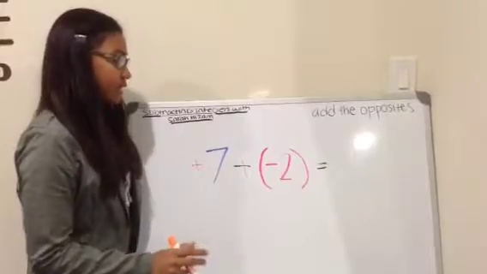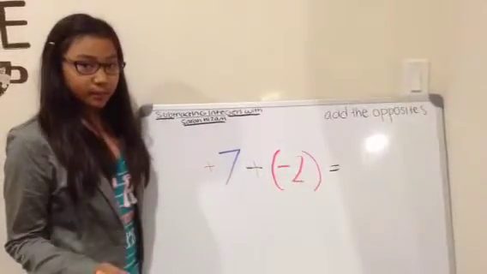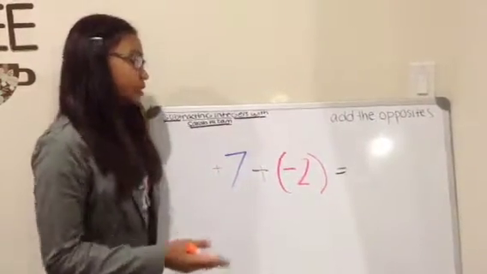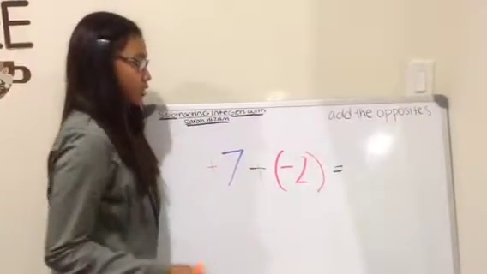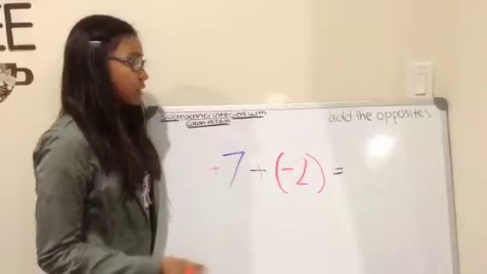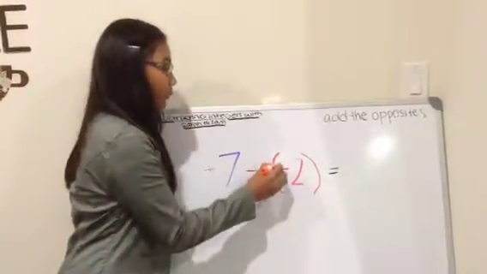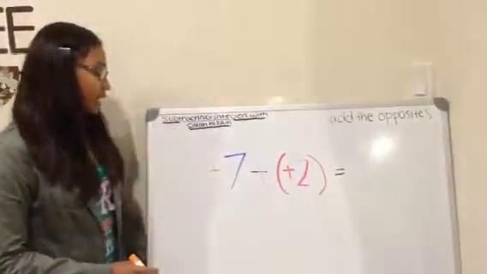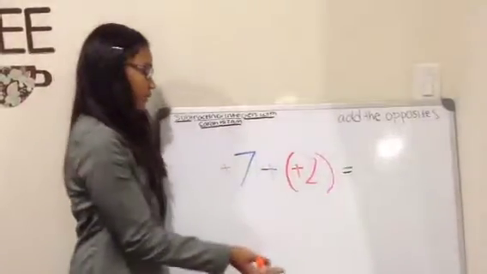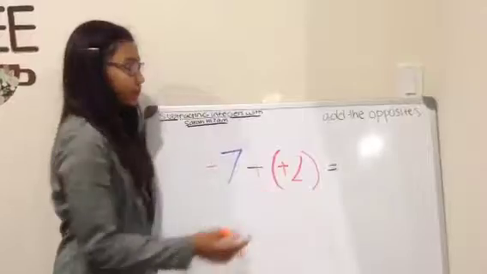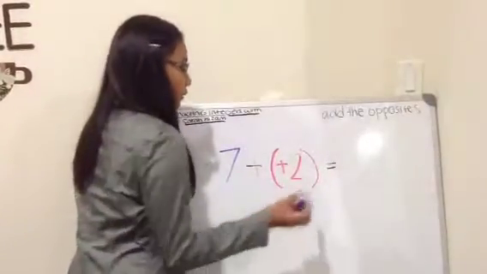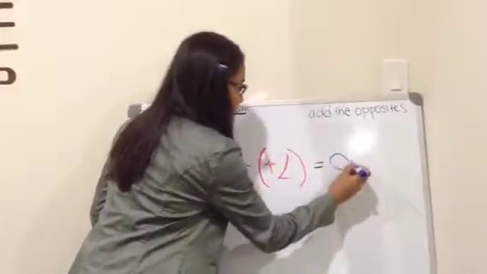The second integer has to be changed to its opposite. If the second integer is a positive number, then it will be changed into a negative number. In this case, the second integer is a negative number, so we need to change it into a positive number. In the end, the equation will be read as 7 plus positive 2, and that will equal positive 9.